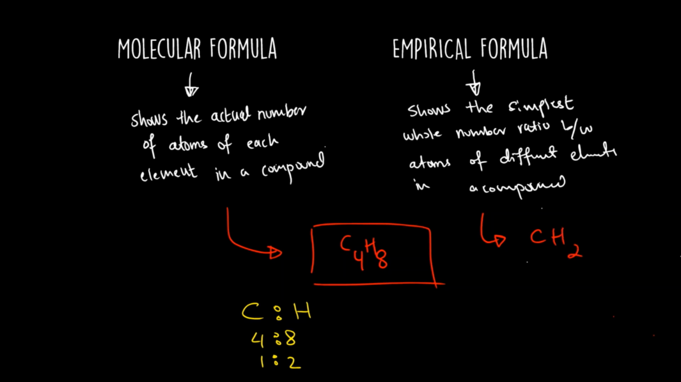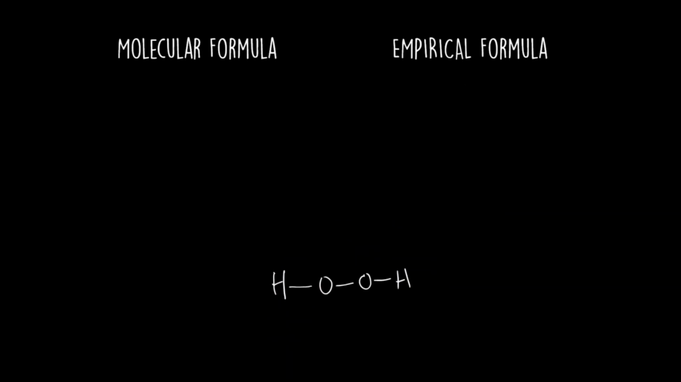Okay? So think of it as finding the largest integer both numbers of atoms of different elements are divisible by. And then just divide the actual number of atoms of each element by that largest integer. Or you could just think of it as a ratio that we need to simplify. Now let's look at some examples.